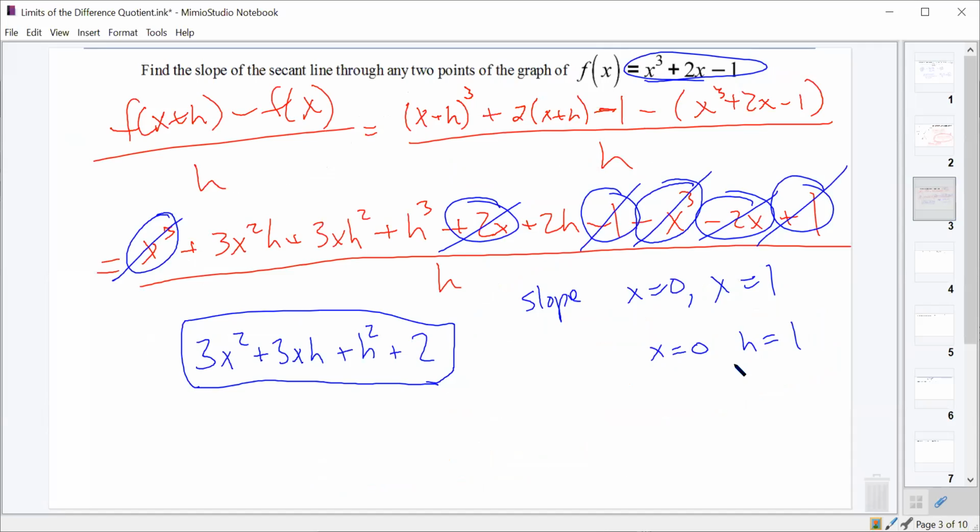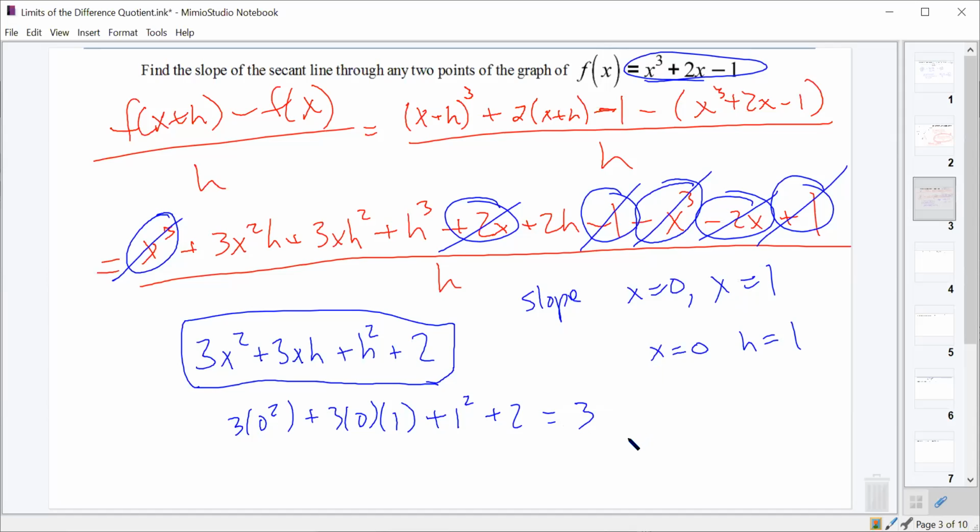Everybody good with that? So let's plug in x equals 0: 3 times 0 squared, plus 3 times 0 times 1, plus 1 squared, plus 2. What does that give us? 3. Gives us 3, which tells us that the slope between x equals 0 and x equals 1 of this function is 3.